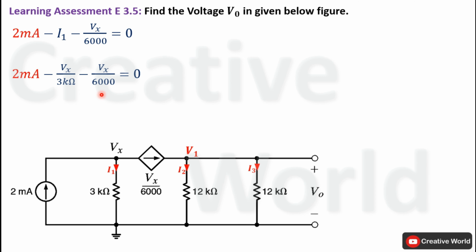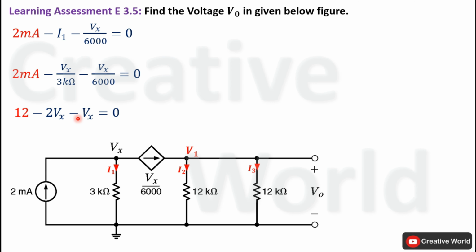But before that, we have to omit all denominator values. If we multiply this equation with 6000 on both sides, the denominator values can be omitted. Product of 6000 and 2 milliampere will result 12. Similarly, product of 6000 and Vx divided by 3 kilo ohm will result 2Vx. 6000 divided by 3 kilo ohm will result 2 and that 2 will multiply with Vx. Here the 6000 will cancel out with 6000 in denominator and only Vx will be left.